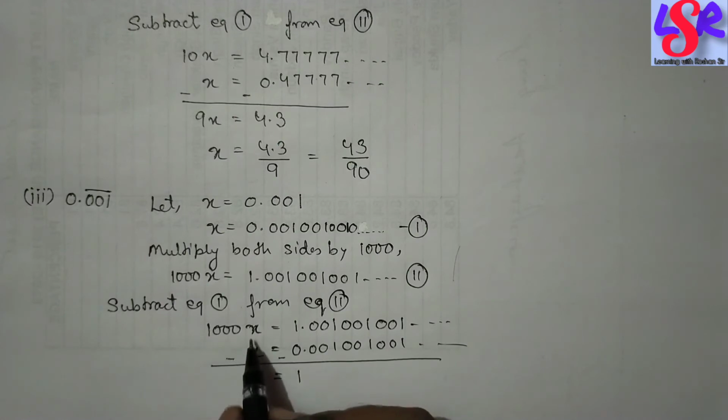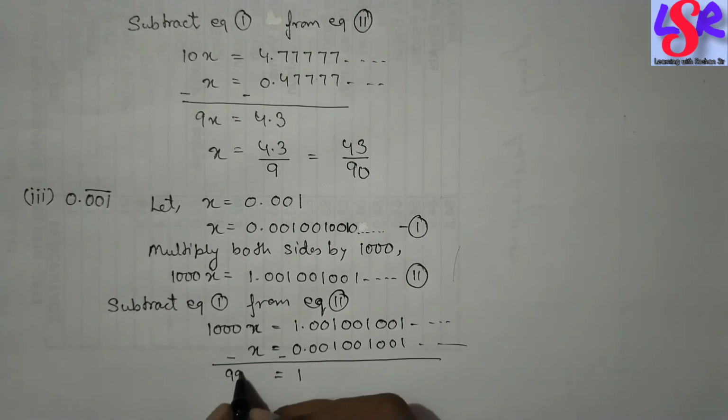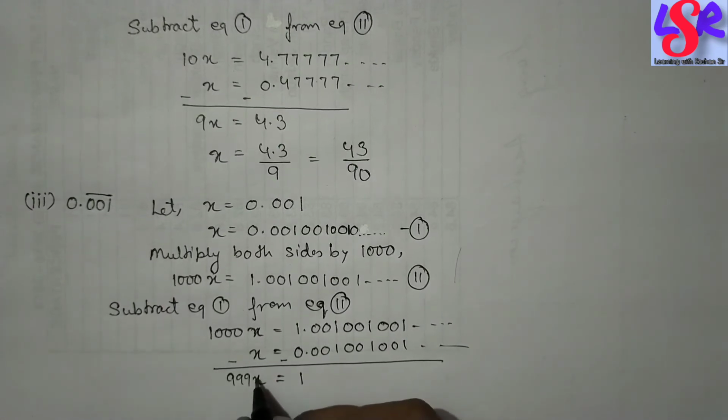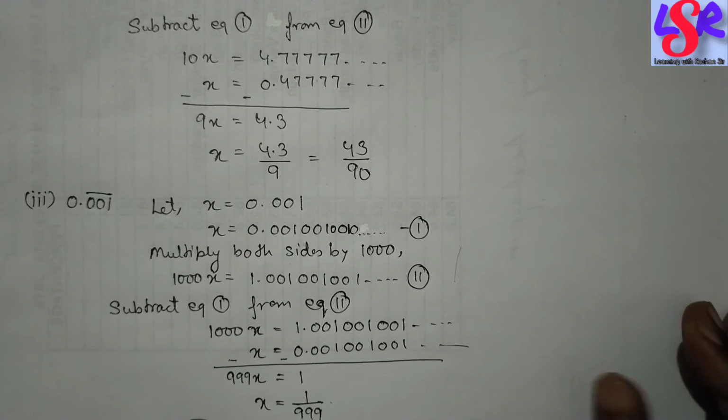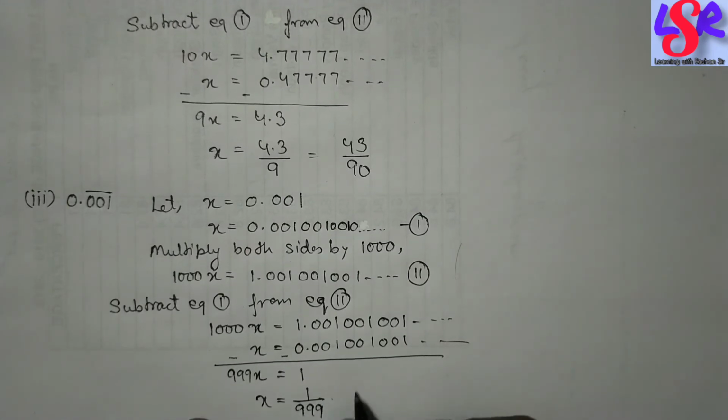x minus x, 1000x minus x will be 999x, and x will be equal to 1 upon 999. That's the answer for this question.